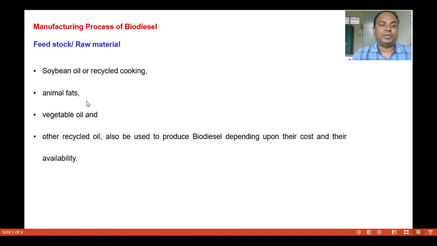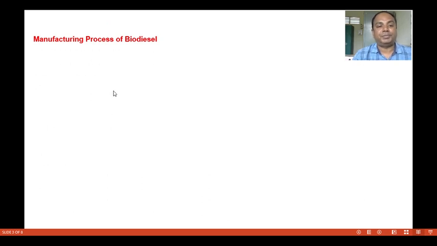So here the raw material that you see is oils or fats. We can say that oils or fats are esters, triglycerides. These triglycerides are required for the manufacturing process of biodiesel. So raw material that contains triglycerides is required for the manufacturing process of biodiesel.